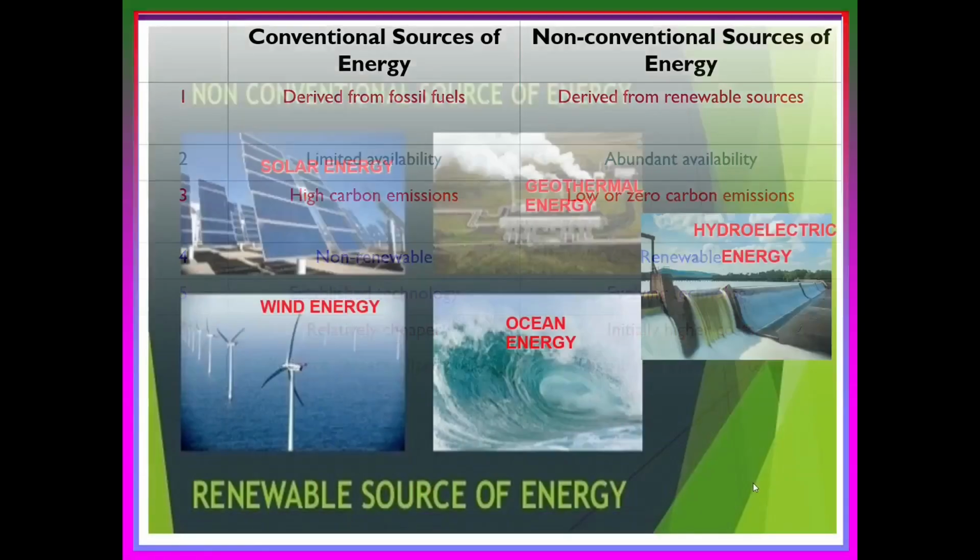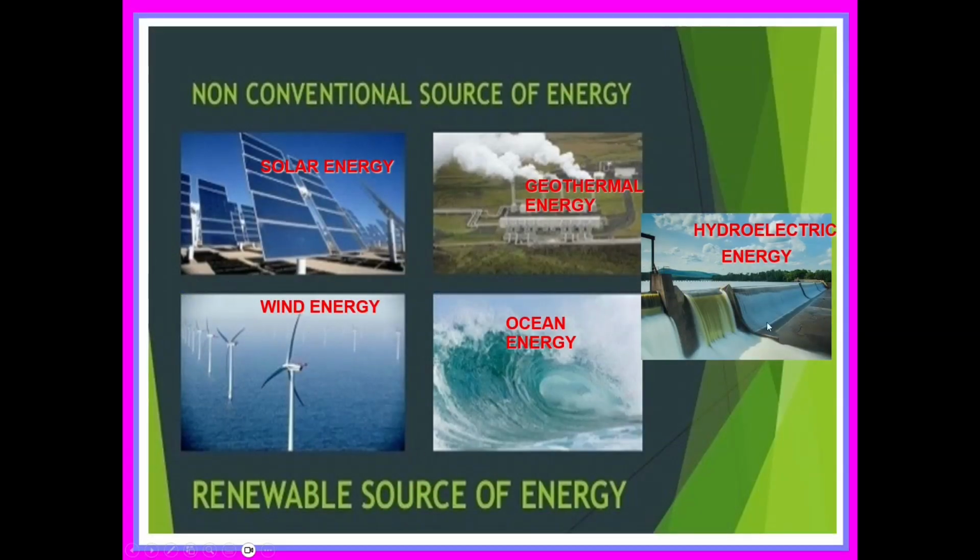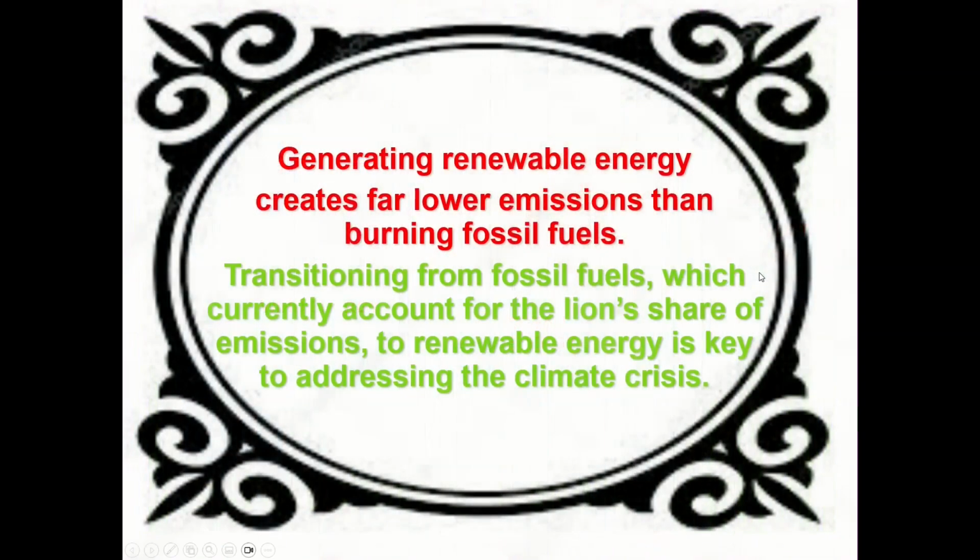These are the non-conventional sources of energy: solar energy, geothermal energy, wind energy, ocean energy, and hydroelectric energy. Generating renewable energy creates far lower emissions than burning fossil fuels. In fact, transitioning from fossil fuels, which currently account for the lion's share of emissions, to renewable energy is the key to addressing the climate crisis of today.